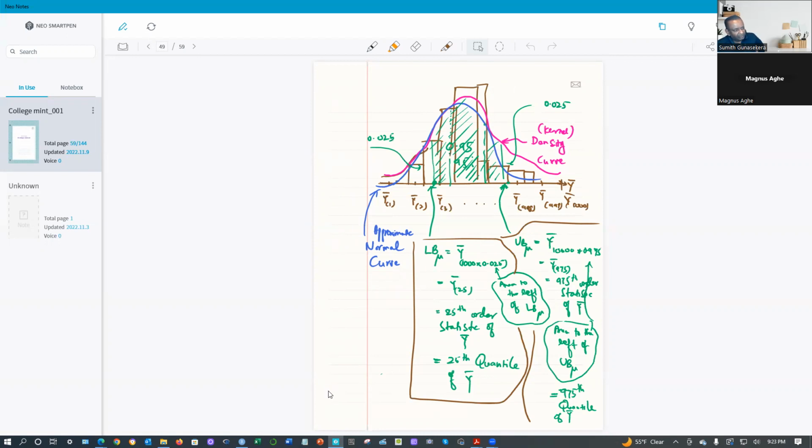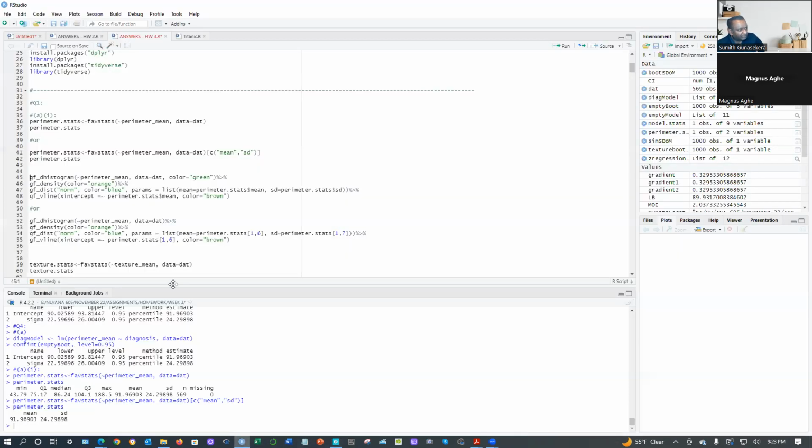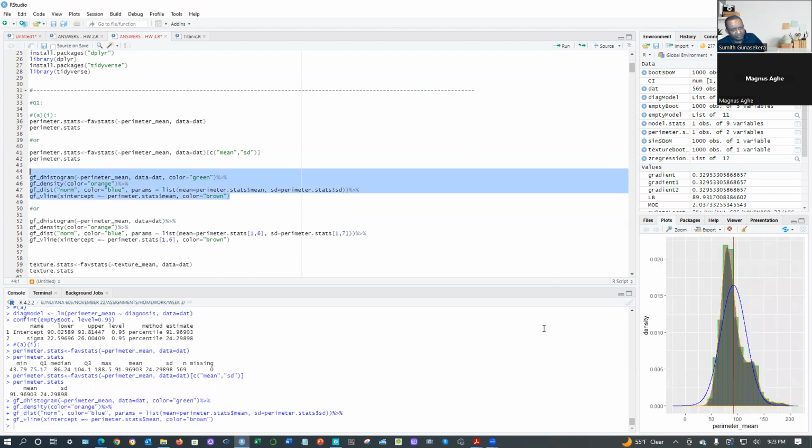How do you get the density curve? What's the code for the density curve? See, density, and give a color, orange. And for the normal curve, I'm going to give a GF dist, normal, color. Normal means what type of distribution you need. Color I gave. I have to list the parameter. Parameter you can recall from the statistics, say mean or like that. And the V, I'm going to put a vertical line at the x-intercept. Parameter means the means. So let's draw this one. All will be displayed.